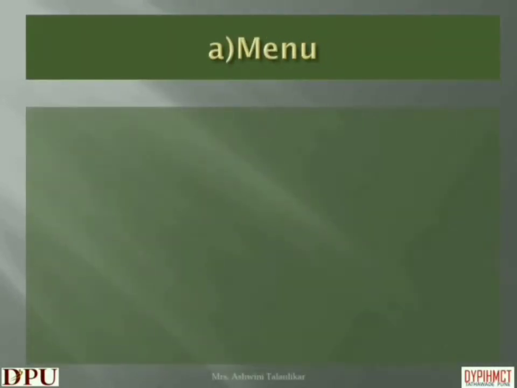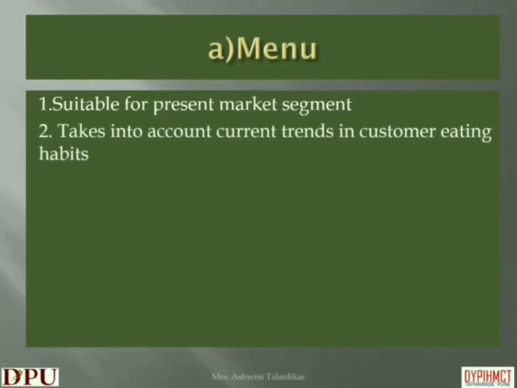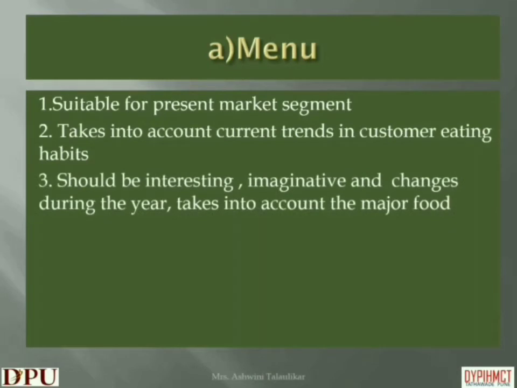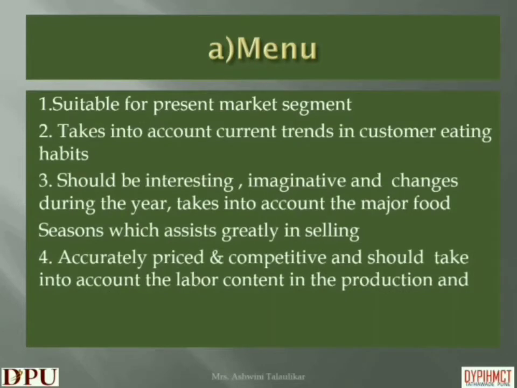The checklist for menu includes: it should be suitable for present market segment. It should take into account current trends in customer eating habits. It should be interesting, imaginative, and changes during the year, taking into account the major food seasons, which assist greatly in selling. It should be accurately priced and competitive, and should take into account the labor content in the production and service of dishes.